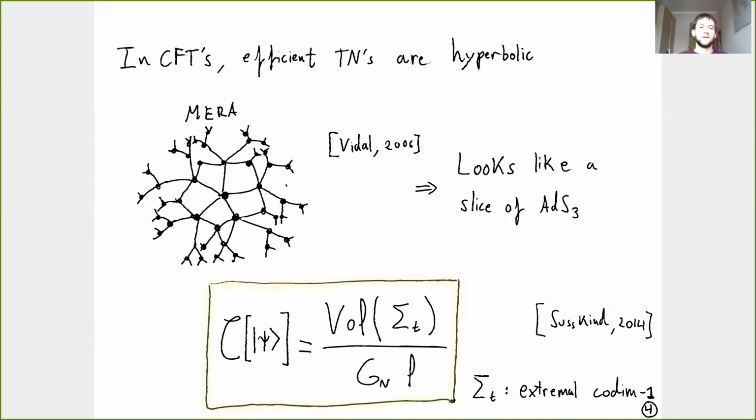Okay, so here there's an example of what you said, right? When you go to conformal field theories, it turns out, and this was proved by Guise in 2006, that the tensor networks that are most efficient to describe conformal field theories have a geometry that is hyperbolic. Okay, my drawing is really bad, but you can look this term up on Google and you will see nicer pictures.